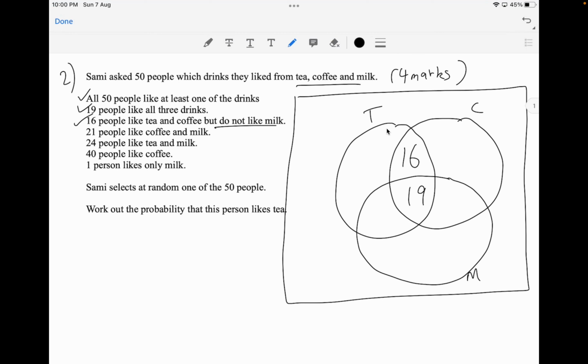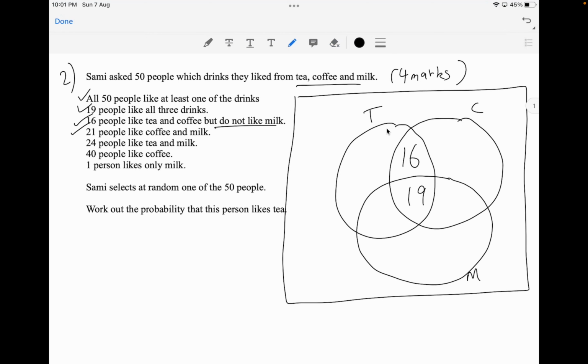parts here. So now we know that 21 people like coffee and milk. So where you have coffee here, there's milk here. Now we're not going to put these values in yet. Now we know that 24 people like tea and milk. So we're not going to put that in as well. We know that 40 people like coffee. Alright, based on looking at this, actually we're going to start with this value first.